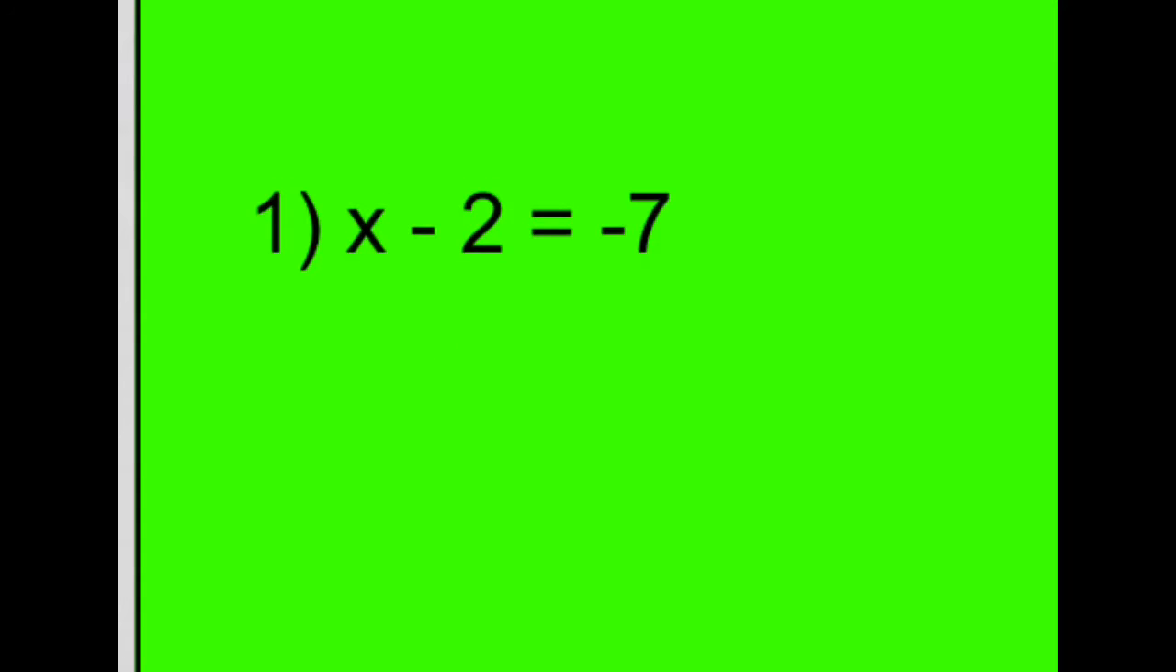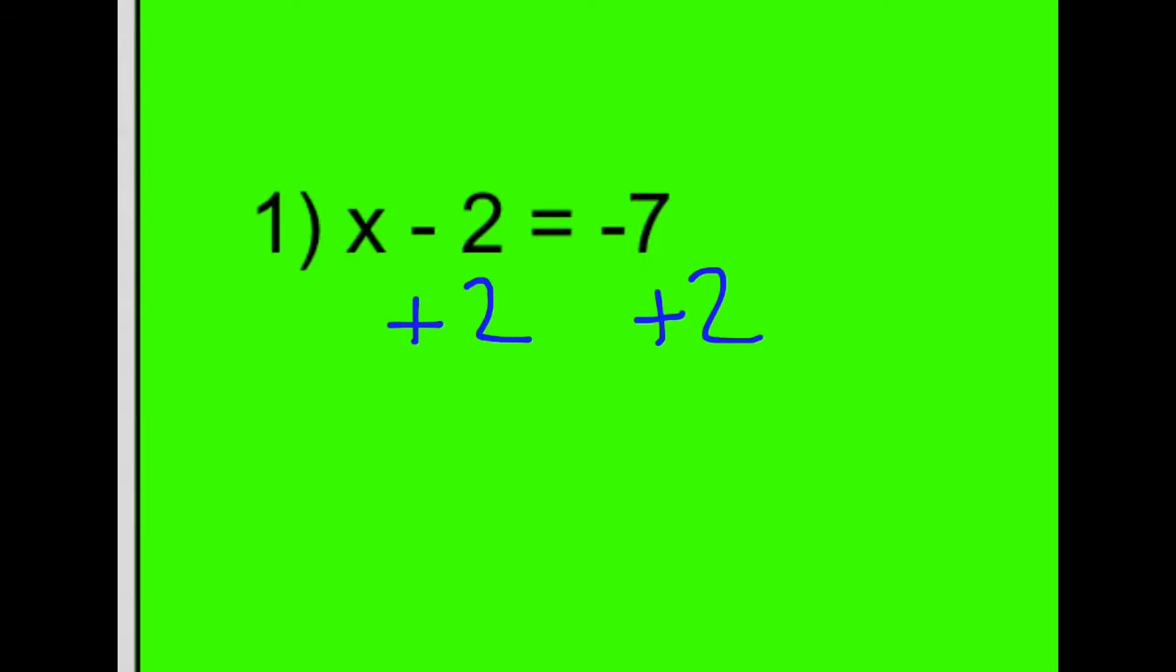So the opposite of minus 2 is plus 2. And you write that right below the minus 2. Whatever you do to one side of an equal sign, you do to the other side of an equal sign. So I'm going to do negative 7 plus 2. You need to show me that. That's really important to show the idea of understanding equality in algebra.